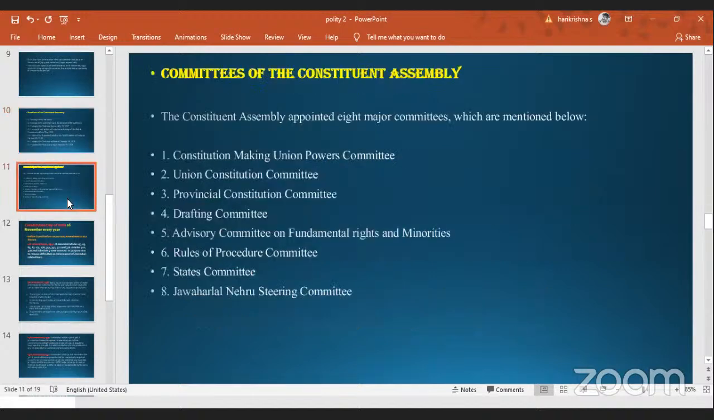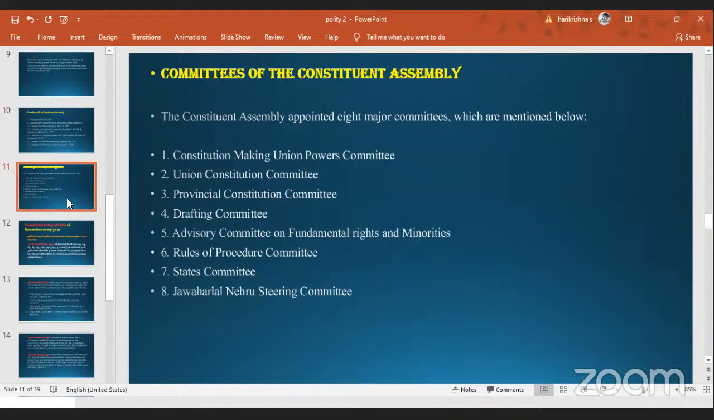Then here are the 8 committees that come under the Constituent Assembly. That's the Constitution Making, Union Powers Committee, then Union Constitution Committee. Then next is the Provisional Constitution Committee. Then the Drafting Committee. The Drafting Committee is more important among them. Why? Because they draft the new constitution.